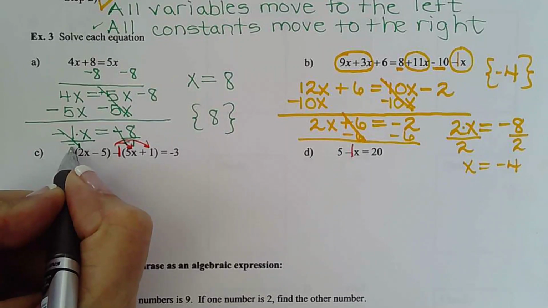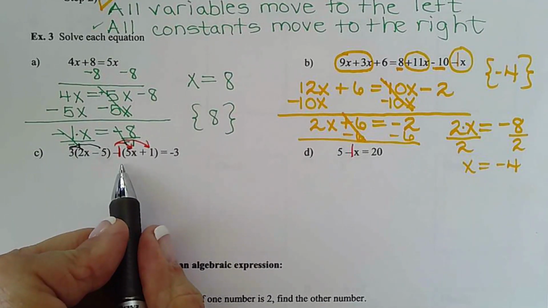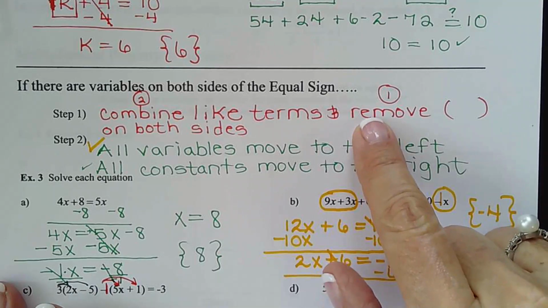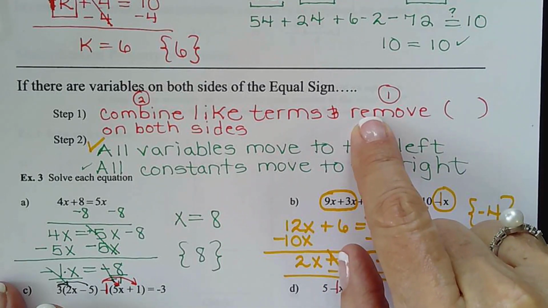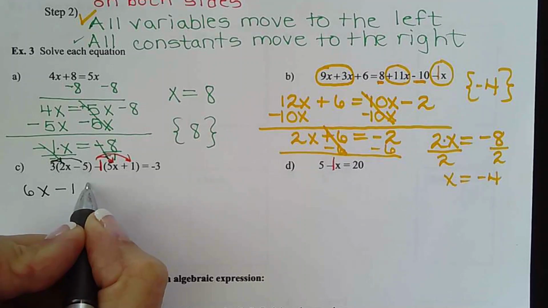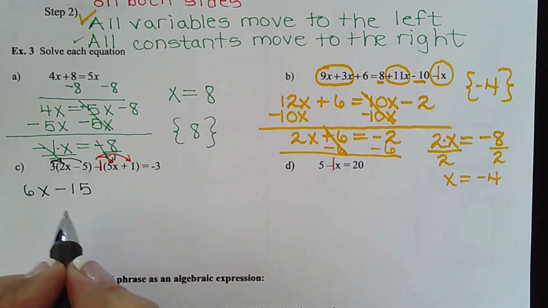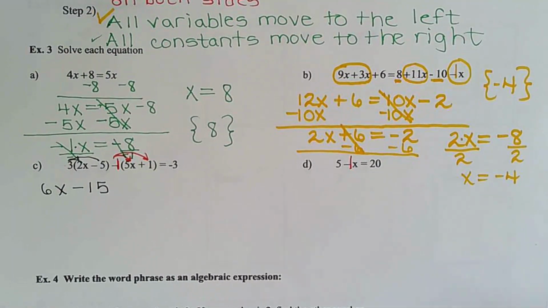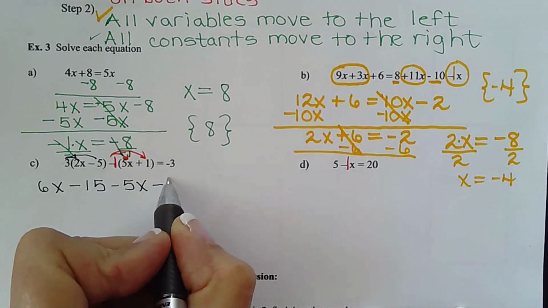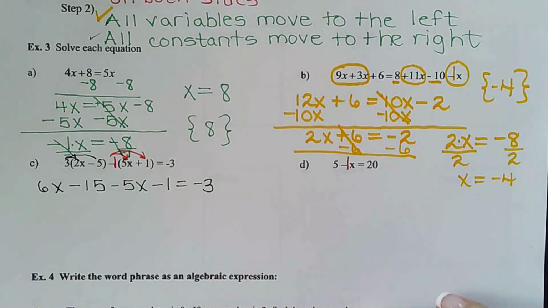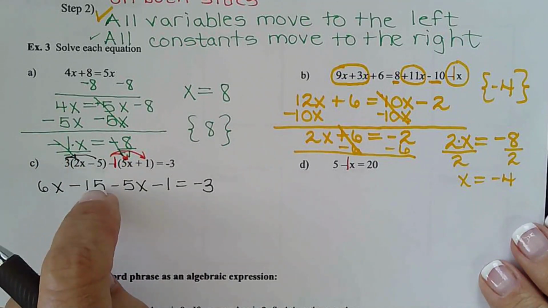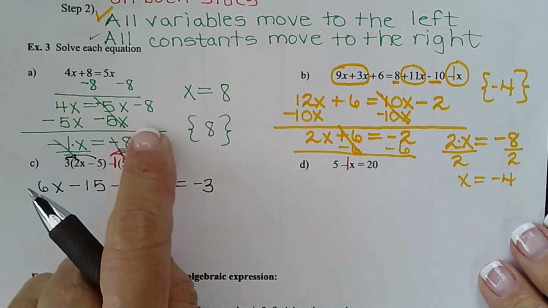Okay, on this first one, we have to start with the distributing. We already have our -1 in place there. So 3 times 2x, because remember, we have to remove parentheses first before we can start the problem. So 6x minus 15, 3 times 2x, 3 times -5, -5x, and -1 equals -3. So 6x minus 15, negative 5x, negative 1.